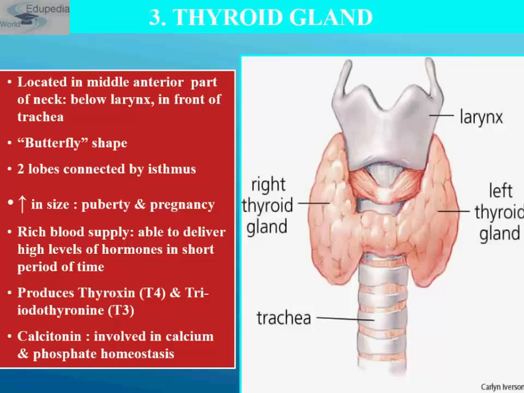The lobes are joined together by a thin connective tissue which we call the isthmus, which is at the second to fourth tracheal cartilage. See, these are compartments of the trachea, you can say. So the second and the fourth cartilage of the trachea are joined by a thin connective tissue which we call the isthmus. So this is your isthmus, through which the two lobules of the thyroid gland are connected.